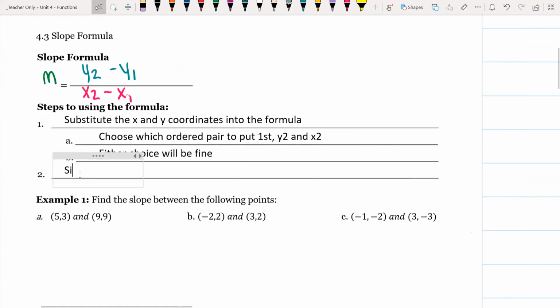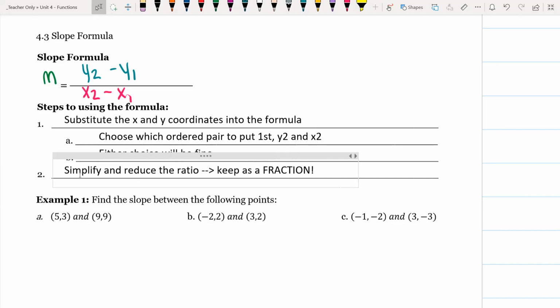Okay. Simplify and reduce the ratio, and remember to keep it as a fraction. We always want to keep it as a fraction, but as a simplified fraction as possible. So we're going to find the slope using 2 points, and we're going to find the slope using a table. Then we're going to talk about the y-intercept and rate of change, because remember, slope is the same as the rate of change.